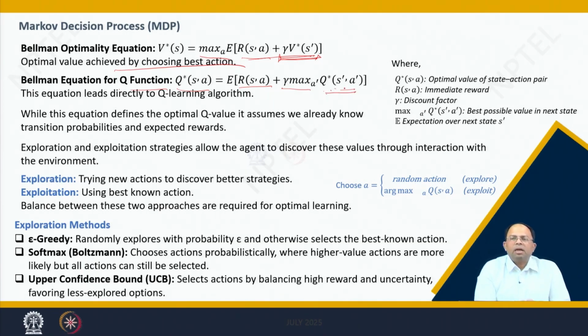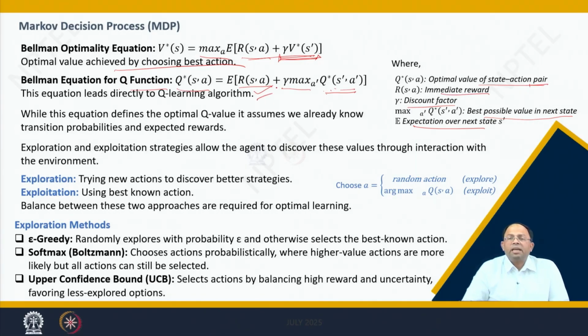So this algorithm basically breaks the cumulative reward of the state action pair till infinity into the immediate reward and the cumulative reward of the future states. Q star S A is the optimal value of the state action pair, R S A is the immediate reward, gamma is the discount factor, and max over A dash of Q star S dash A dash is the best possible value in the next state. We take the expected value of that next state. So this is the Bellman equation.